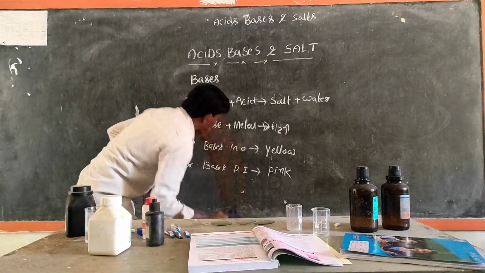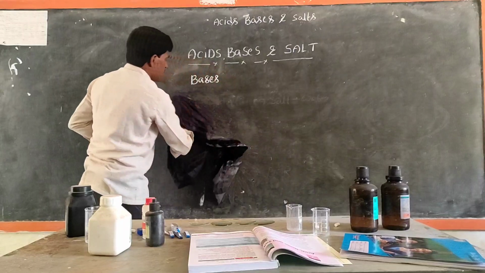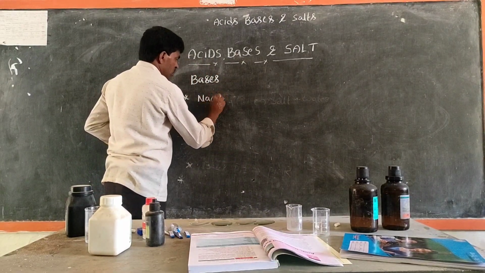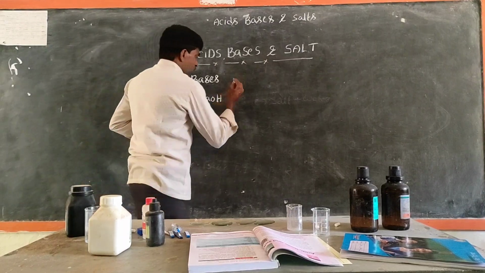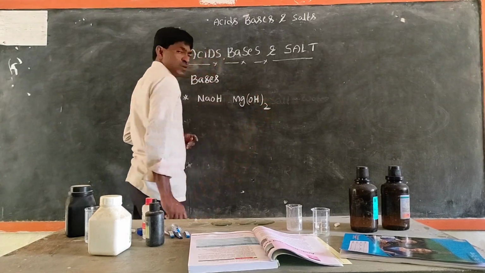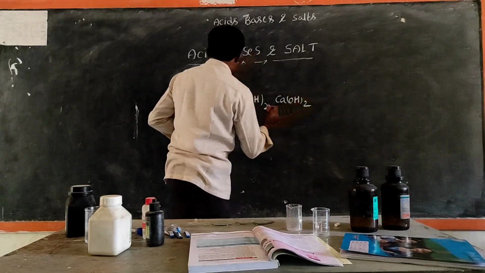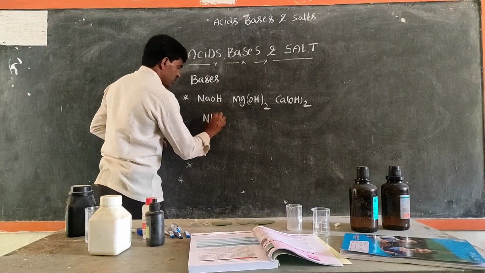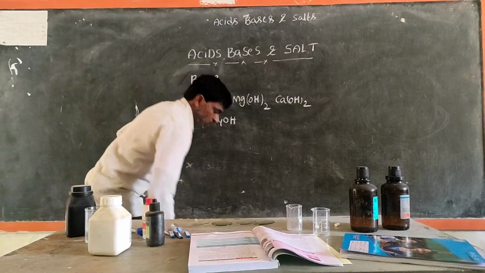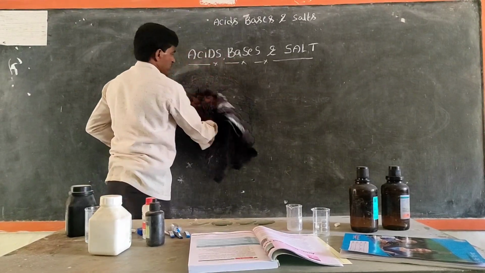So the examples of bases: sodium hydroxide is one of the bases, magnesium hydroxide is one of the bases, calcium hydroxide is one of the bases, and ammonium hydroxide. These are bases. That is the characteristic of bases.